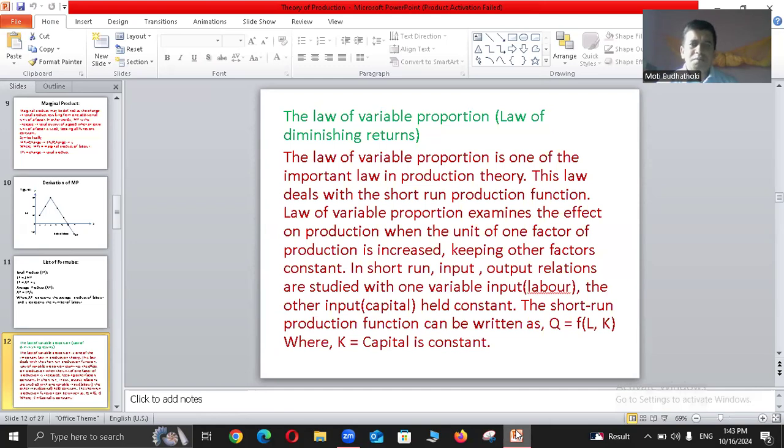The law of variable proportion is one of the important laws in production theory. This law deals with the short-run production function. Law of variable proportion examines the effect on production when the unit of one factor of production is increased, keeping other factors constant. In the short run, input-output relations are studied with one variable input, labor. The other input is capital, which is held constant. The short-run production function can be written as production is a function of labor and capital, where capital is constant.